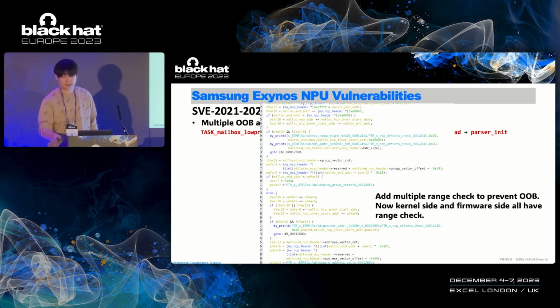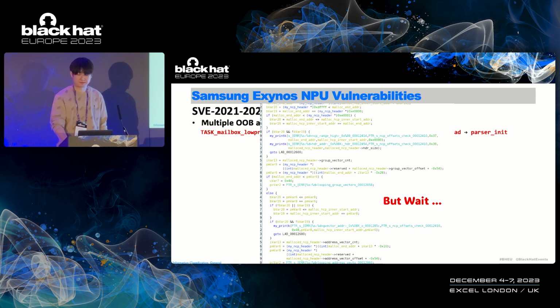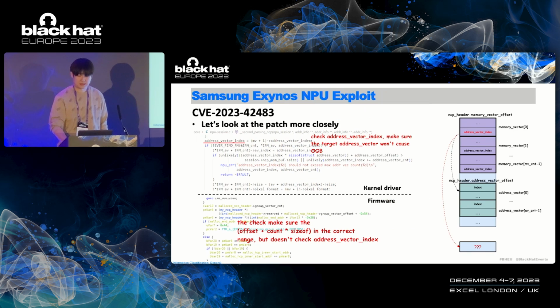The patch is to add multiple range checks to prevent the out-of-bound access. Now the kernel side and the firmware side both have range checks. But there's a problem with this patch. Let's compare the range check code from the kernel and firmware.